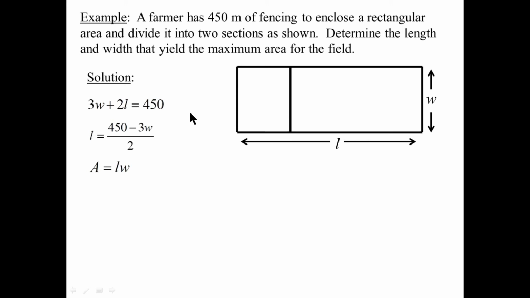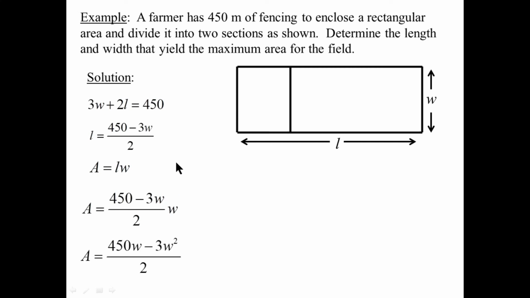Here we go with the expression for the thing we're trying to maximize. Area is length times width. But length is this expression with a W in it. So replace that. L has become this expression. Multiply the W in to that expression, so it will be 450W minus 3W squared. It multiplies into the numerator.